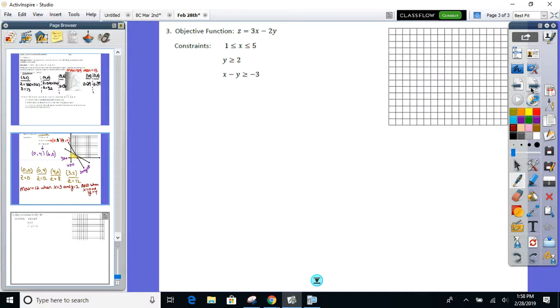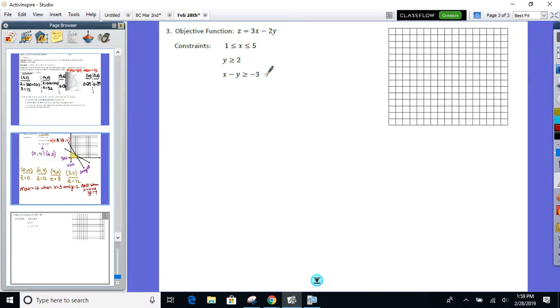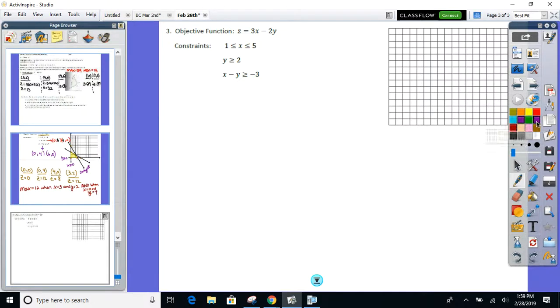Okay, let's finish this up strong and call it a day. Again, don't set up your graph yet. You never know. Let's look at what our intercepts are. We don't need to do any intercepts for the first one or the second one. Looks like the only intercepts we need to do are x minus y greater than or equal to -3. So find your intercepts there.